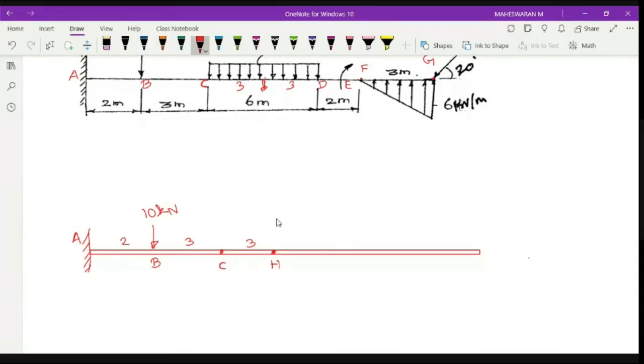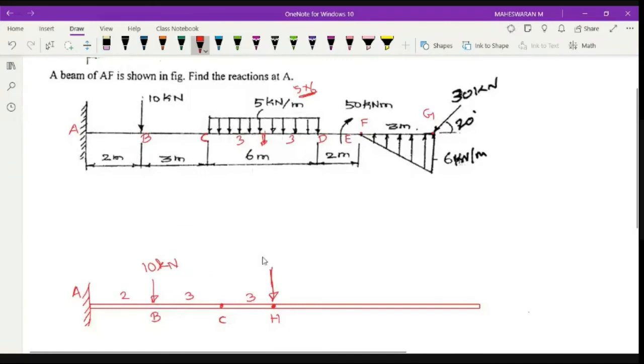At H, you have one vertical force, right? What is that vertical force? It is 30 kilonewton. How you get this 30? So 5 into 6, right? That is your 30 kilonewton. Next, you have D. There is also 3 meter. Okay. Then E. So E is here. So it has a moment. No need to worry about it, which is 50 kilonewton meter.